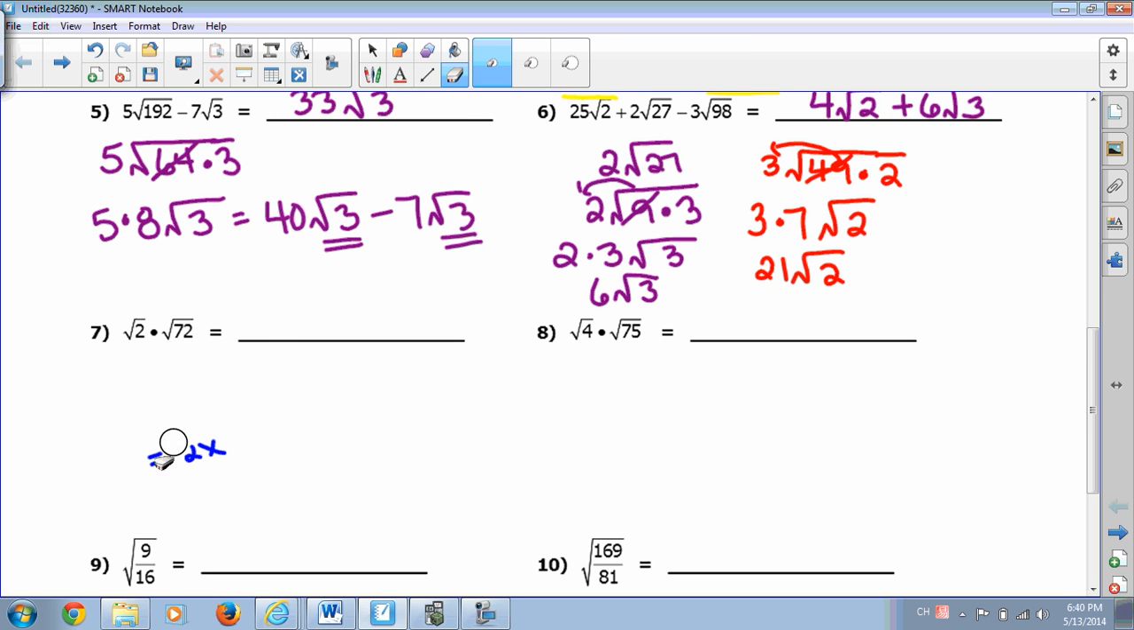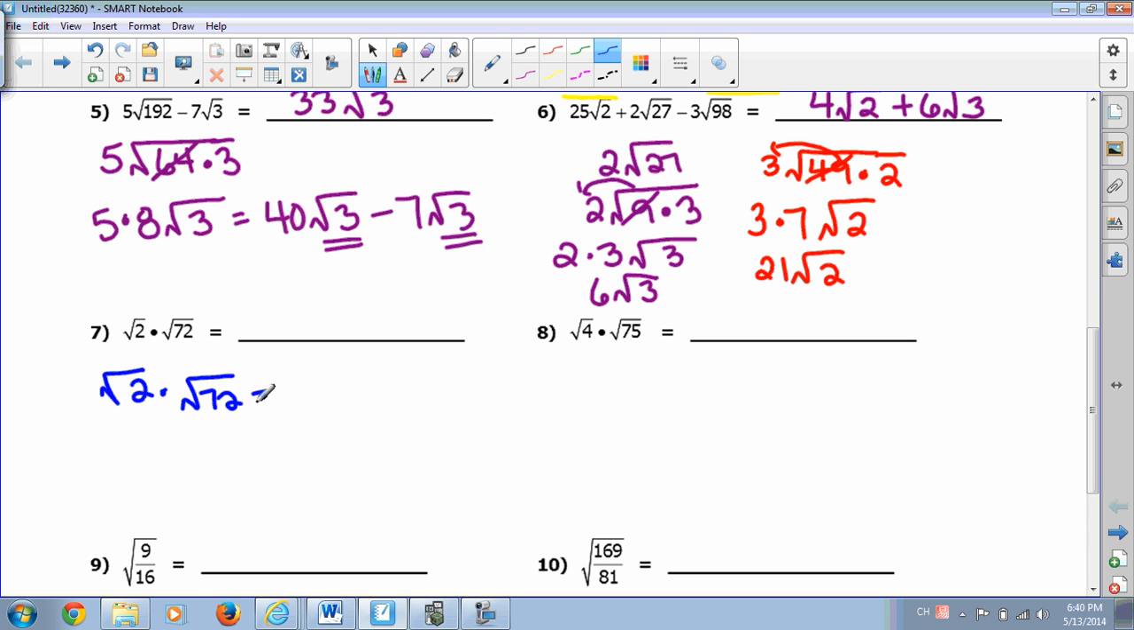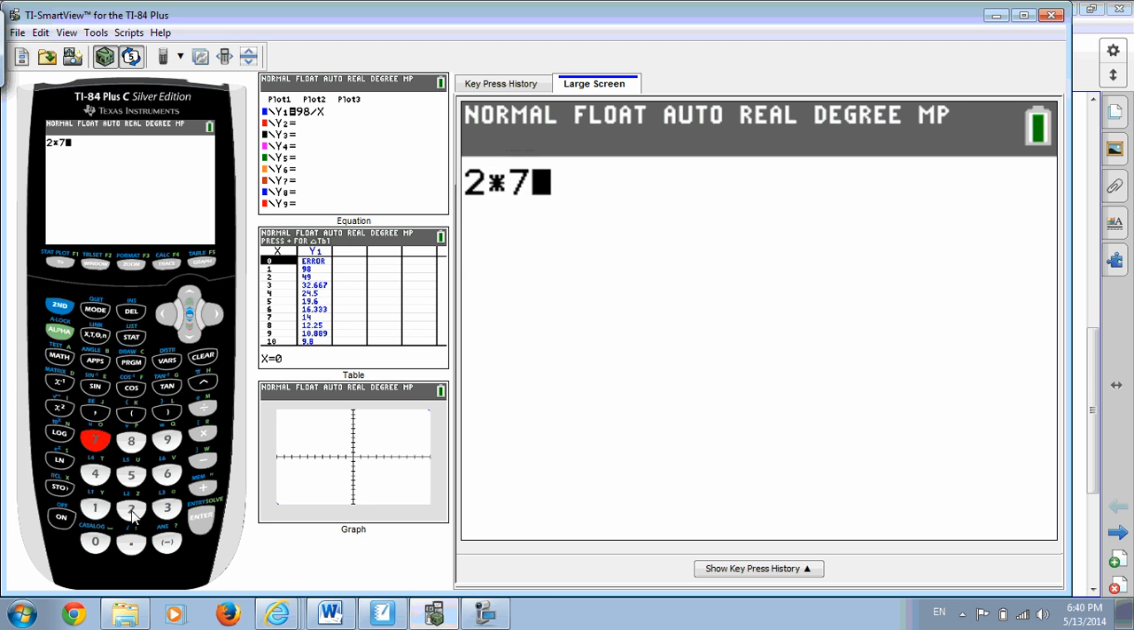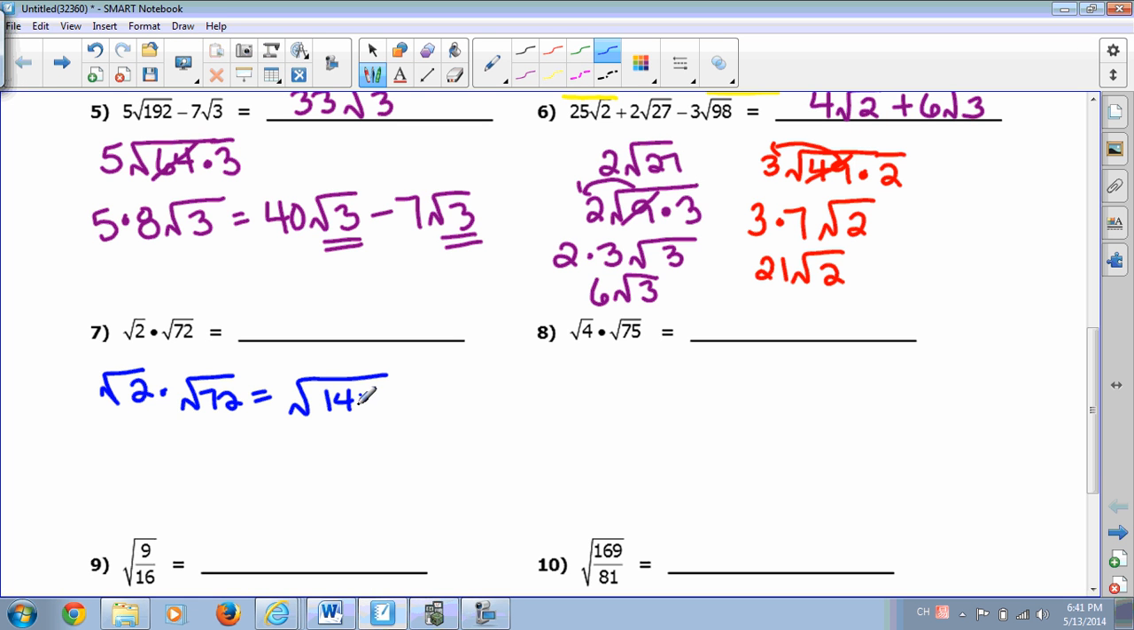Okay, so when you are multiplying with radicals, it's actually a little bit easier because you don't have to worry about like terms. All you do is multiply the numbers underneath the radical sign. So in this case, we would multiply 2 times 72. Let's go to our calculators. 2 times 72 is 144. Well, that's nice because 144 is a perfect square. So the square root of 2 times the square root of 72 is the square root of 144. And the square root of 144 is a perfect square, which is just 12. So the answer to number 7 is 12.